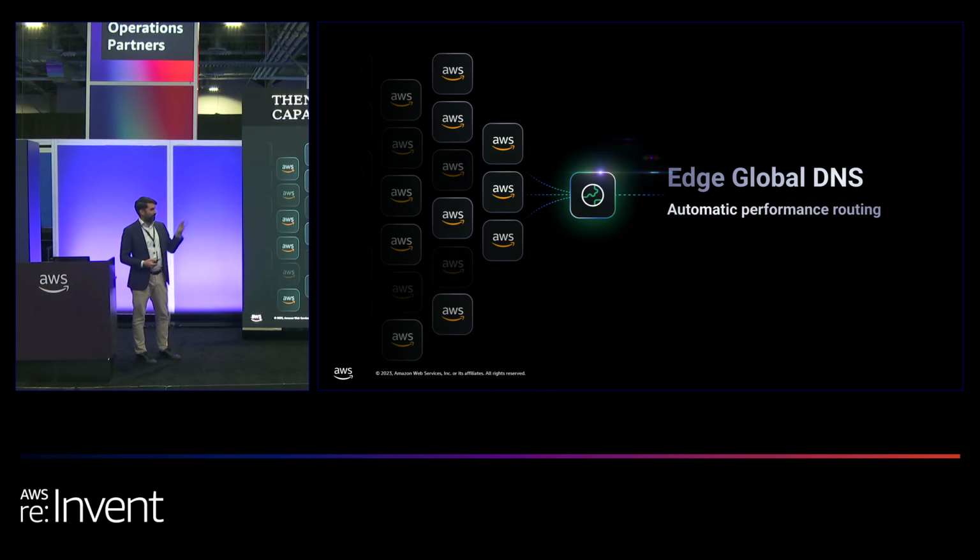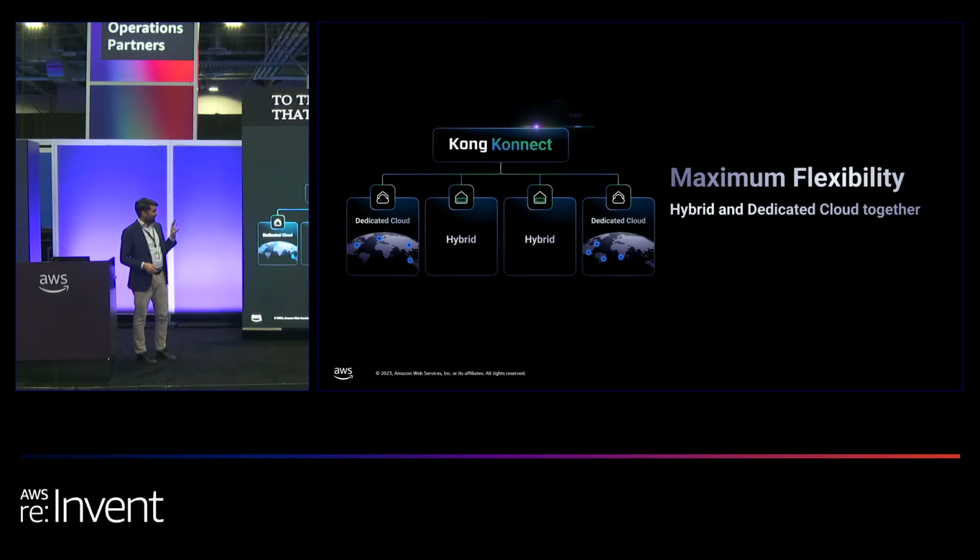We also ship an Edge Global DNS, which allows us to have a globally reachable DNS that will target all the regions that you have decided to use, and will do that based on live latency and performance metrics that we capture in such a way we can always redirect your customers to the closest edge location that you have decided to deploy.